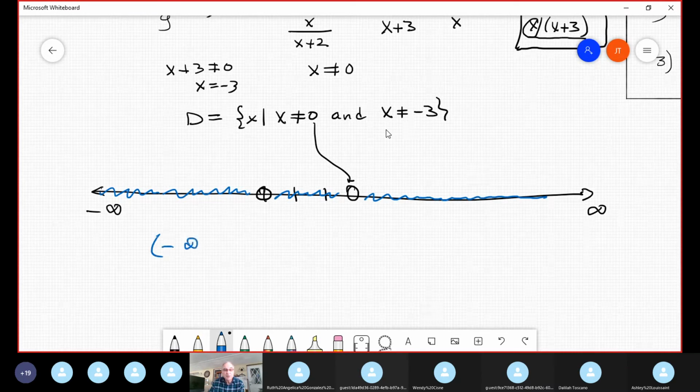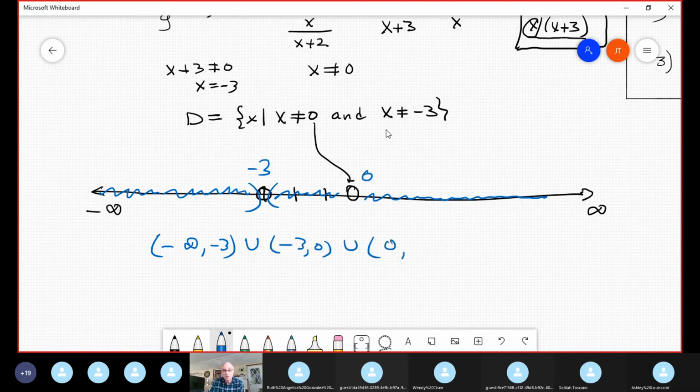So from negative infinity, comma, negative 3. Of course, do not include negative 3. Negative 3 is a bad guy, and 0 is another bad guy. Union, (-3, 0). Union, (0, infinity). End of story. This is the domain of F divided by G. Any question, guys?